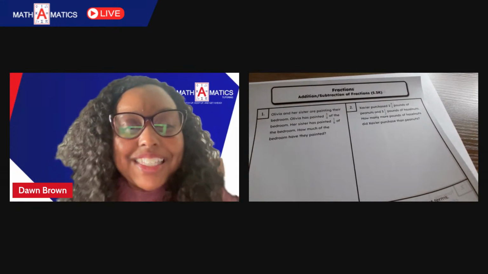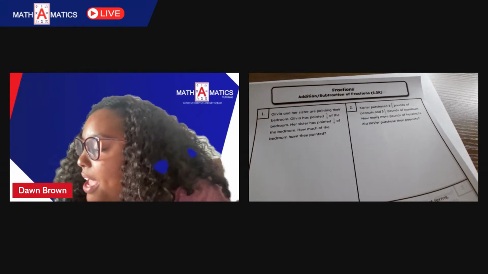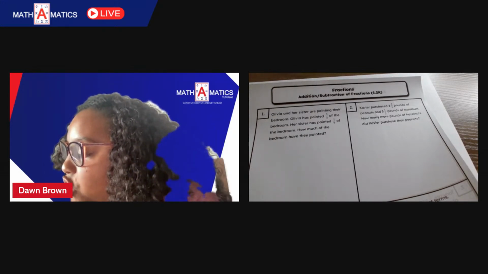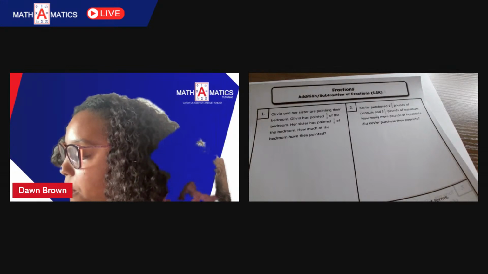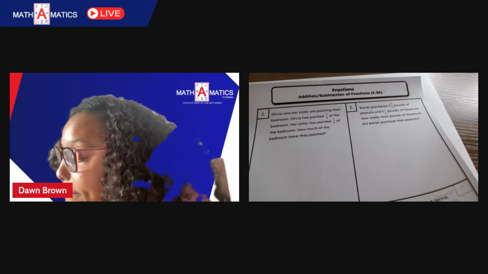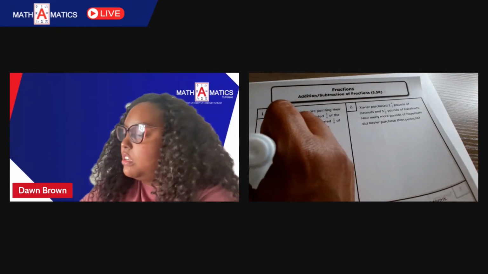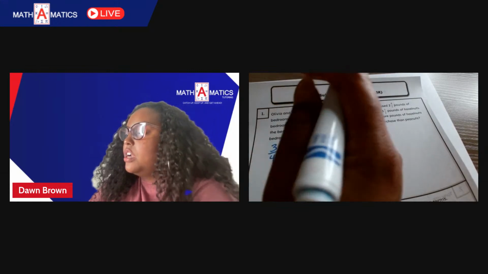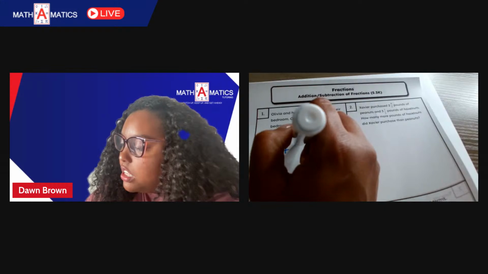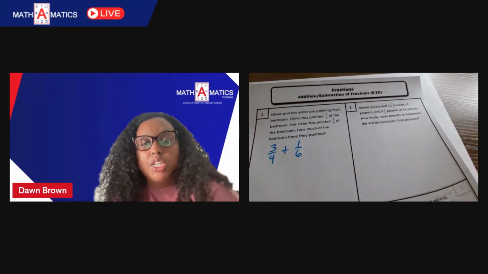All righty. It says Olivia and her sisters are painting their bedroom. Olivia has painted 3/4 of the bedroom. Her sister has painted 1/6 of the bedroom. How much of the bedroom have they painted? So Olivia has done 3/4 of it, and her sister has done 1/6 of it. So we are going to be adding these fractions together.